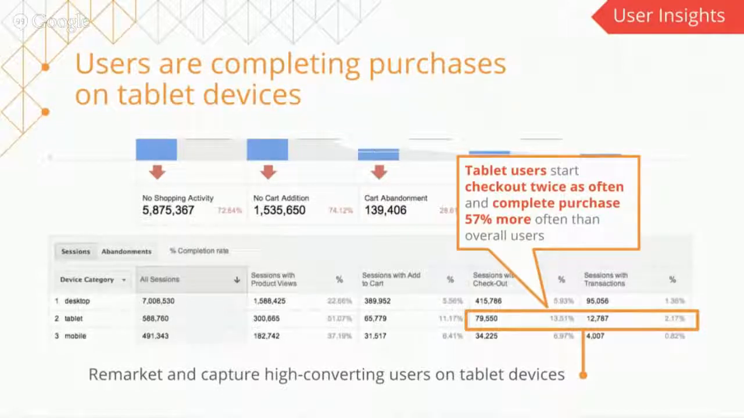And very quickly, you can start to get insights like tablet users are starting checkout twice as often as they are on desktop or overall users, and they're actually converting 57% more often. And that's a really interesting insight that you can act upon. So for example, I might remarket or retarget users on tablet devices, even consider bidding up on CPA because I know that they're my high converting users.